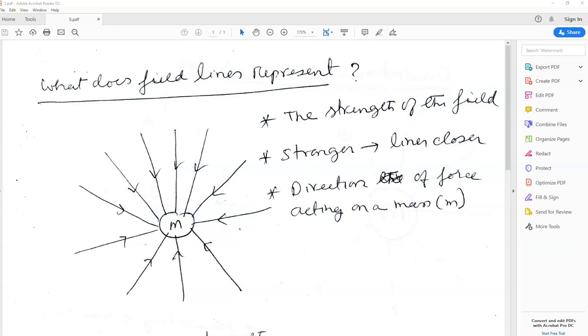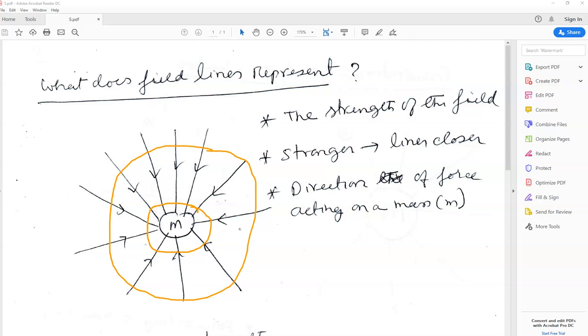So sometimes you will come across a question that says, what do the field lines represent? Now the field lines represent the strength of the field. So you can find out the strength of the field by looking at the density of the lines. You know that the density of the lines near the surface is more than the density of the lines if you go away. So the closer the lines, the stronger the field. The more space between the lines, the weaker the field.